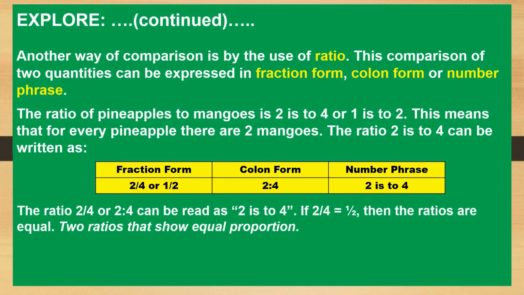The ratio of 2/4 or 2:4 can be read as 2 is to 4. If 2/4 is equal to 1/2, then the ratios are equal. So two ratios that show equal proportion, that means they are proportion. From this computation, 2/4 is equal to 1/2, or 2:4 is equal to 1:2.